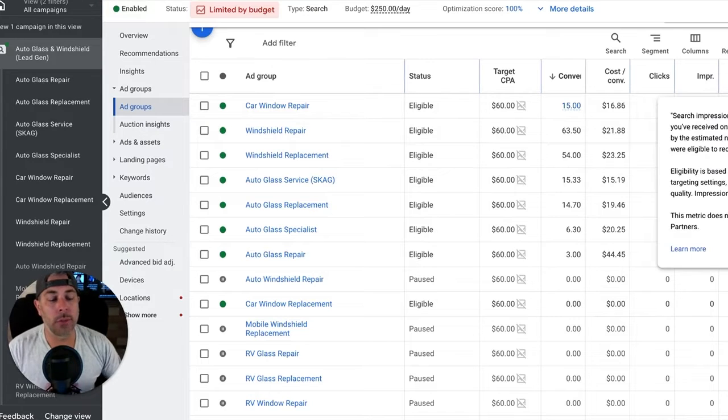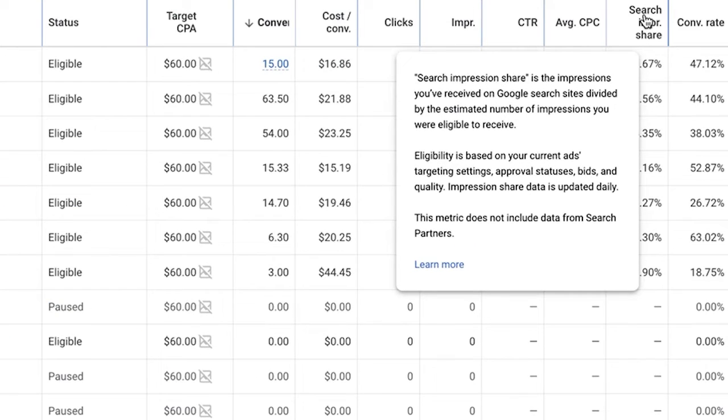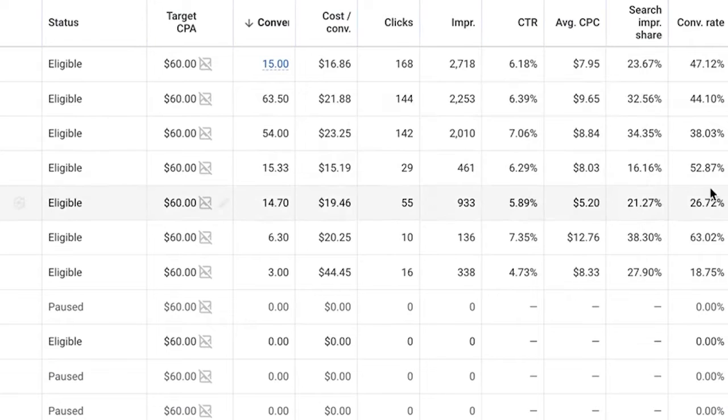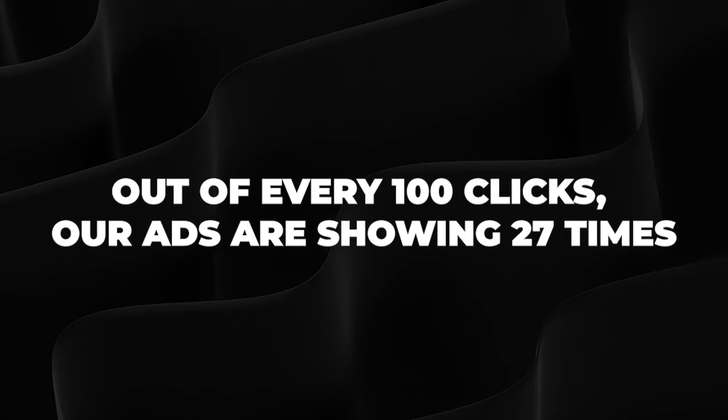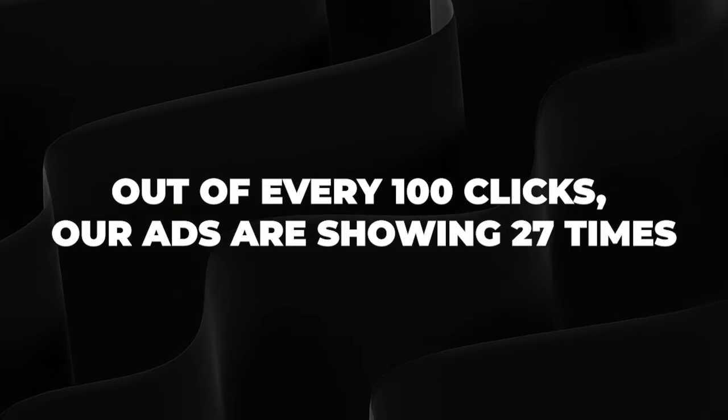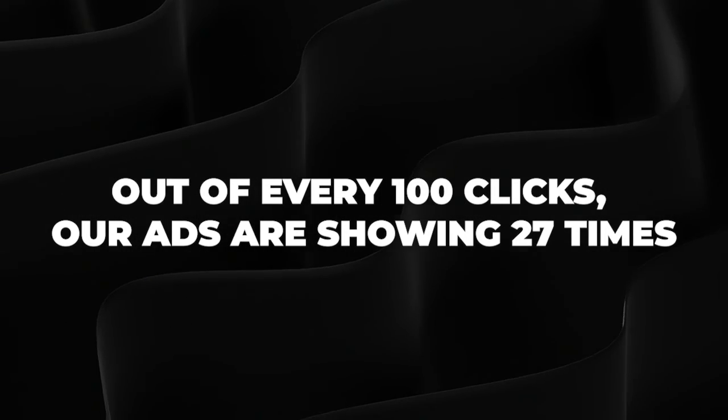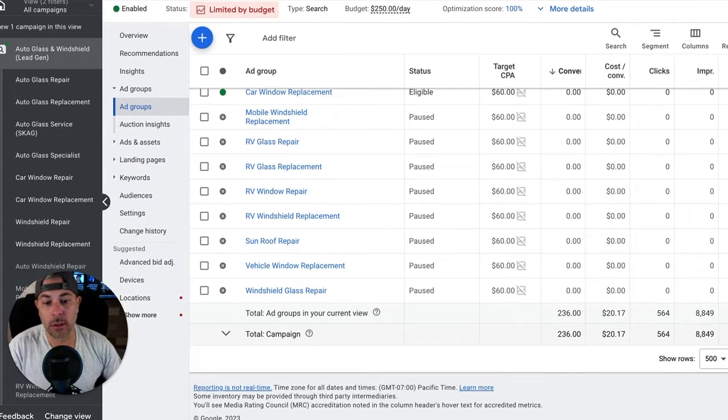If you're still confused, I'm trying to explain it in layman's terms as much as possible. It's very basic, but if you just hover over here, it's going to tell you: search impression share is impressions you received on Google search divided by the estimated number of impressions you were eligible to receive. Remember what I said, in our example, out of every 100 searches, our ads are showing 27 times for this guy. So he's ready to scale. This guy is ready to scale.